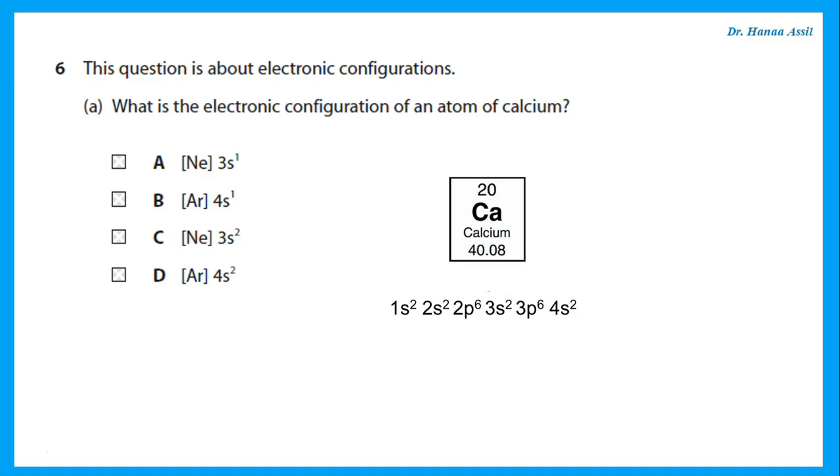But then there is a shorthand method in which we take the part for the noble gas. So the nearest noble gas is argon, and argon has 18 electrons. So actually the electron configuration of calcium is argon and then 4s2.